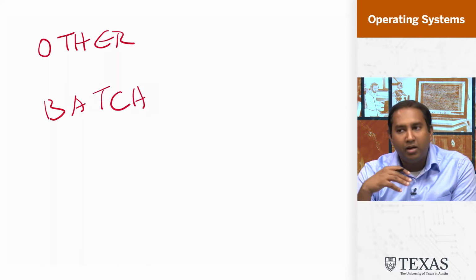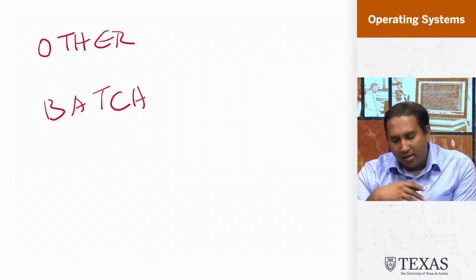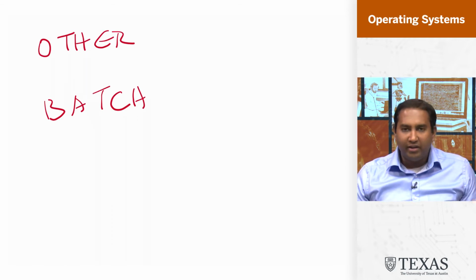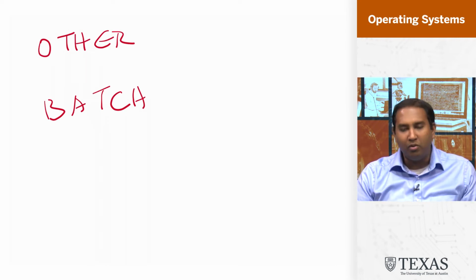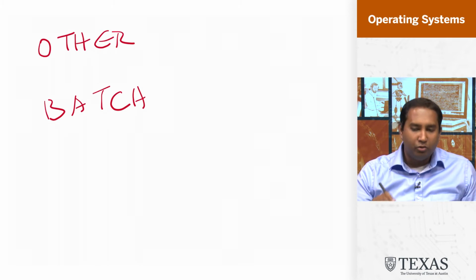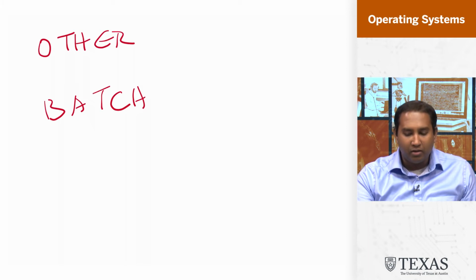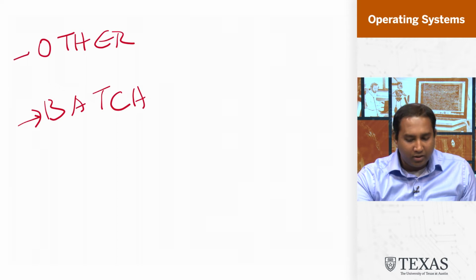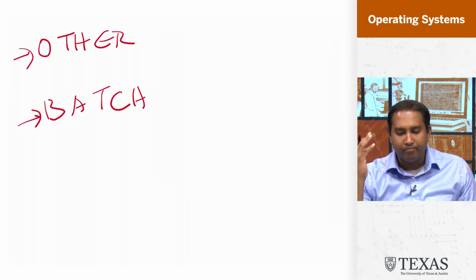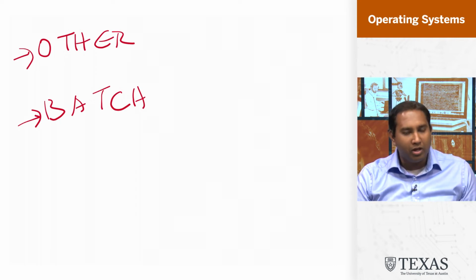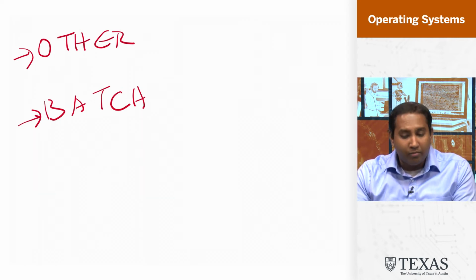So batch is meant for processes that are computation bound. For example, let's say you are calculating the first million digits of pi, right? That's entirely computation bound, and you don't want to context switch that process too much. You want to let it run as much as possible. So those processes will be tagged as batch, and the point is to not interrupt them too much, right? Whereas other is for all your normal regular processes, and there you want it to be interactive, like when you type something on your keyboard, you want it to appear on screen. So for that you use other.